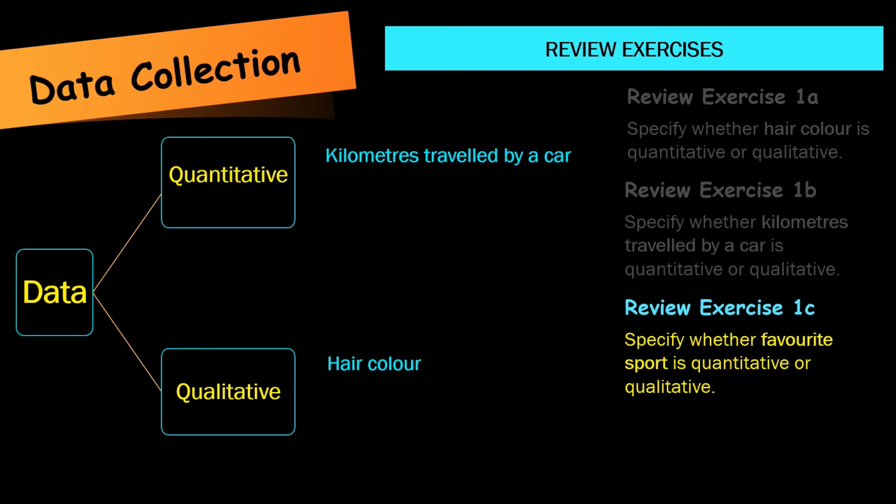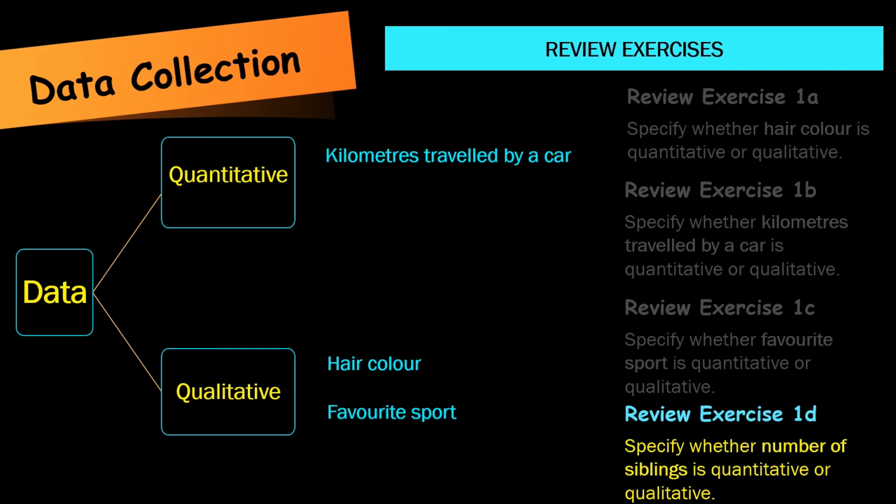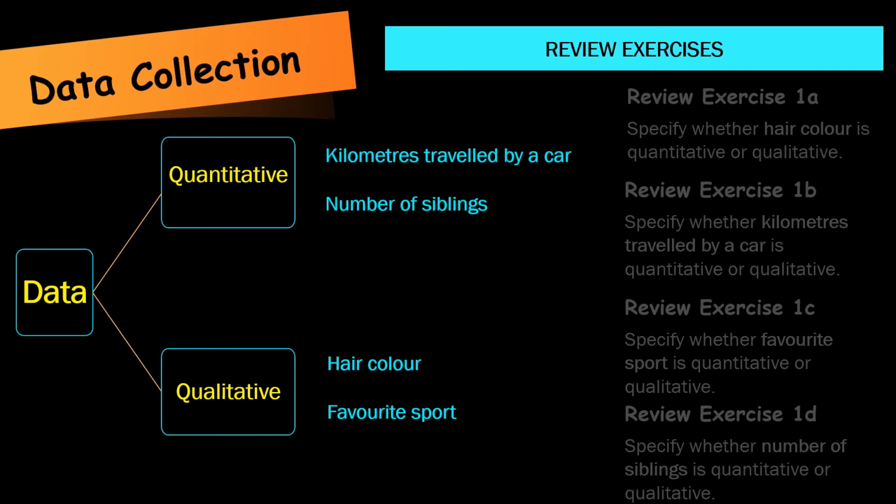1C. Specify whether favourite sport is quantitative or qualitative. Again, this is non-numeric data, so it's qualitative. And finally, 1D, specify whether number of siblings is quantitative or qualitative. Again, we have numbers involved here, so it's quantitative data.